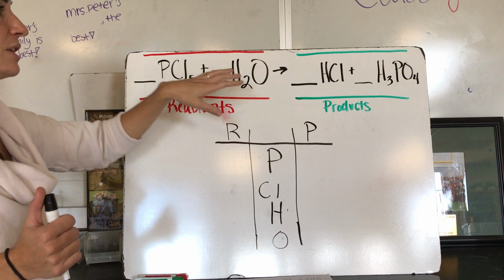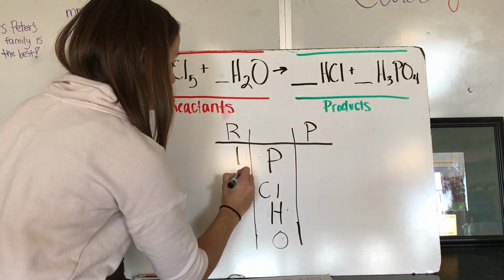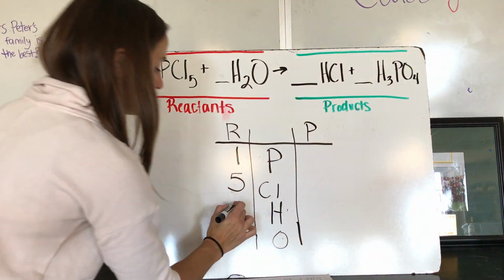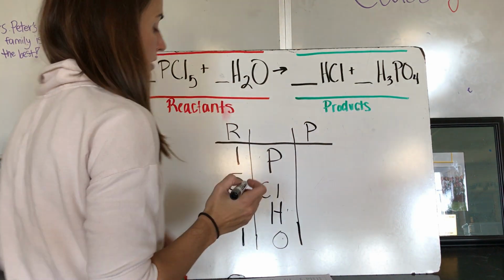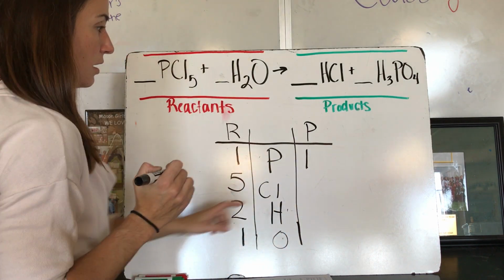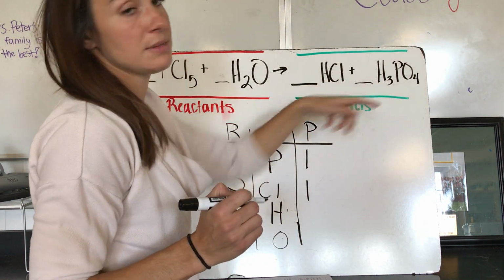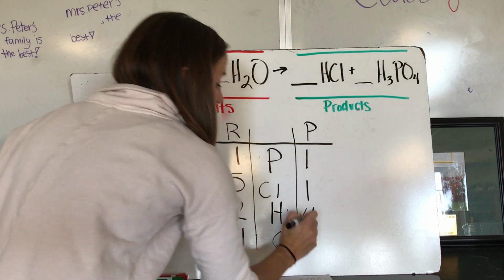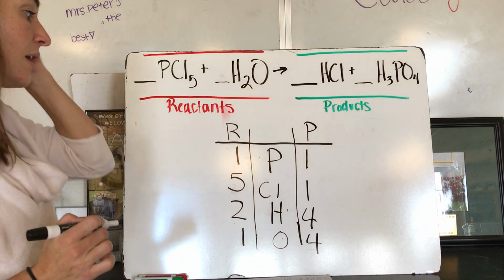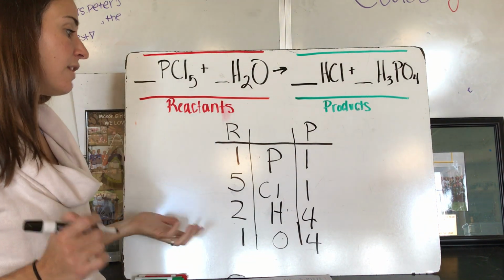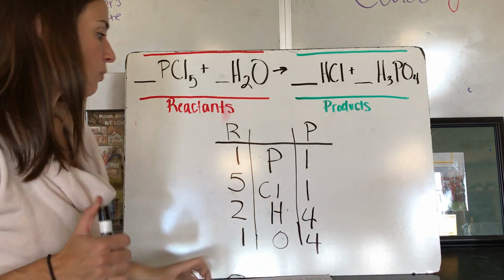Now I'm going to count up how many of each I have. Phosphorus, over here I have 1, chlorine I have 5, hydrogen I have 2, and oxygen I have 1. Now if we go over here, phosphorus I have 1, chlorine I have 1, hydrogen I have 4. Remember, it's the total amount on that side, and then oxygen I have 4 as well. Just by looking at this chart, we can say definitely not balanced. If it was balanced, these would match up all the way down.